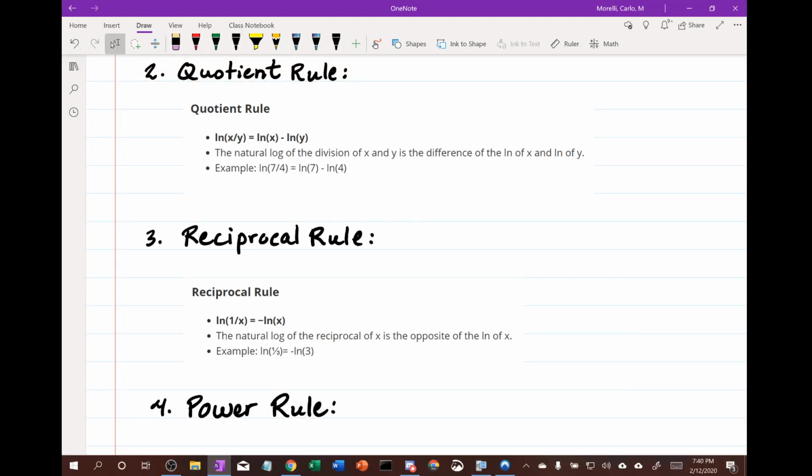Okay, so now the quotient rule. Ladies and gentlemen, here's the quotient rule. The ln of x divided by y equals the ln of x minus the ln of y. So example, again, I don't like the way they're writing it. So ln of 7/4 equals the ln of 7 minus the ln of 4.